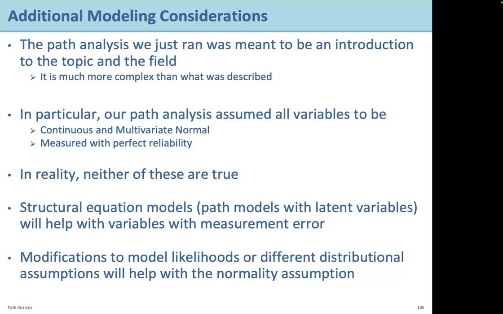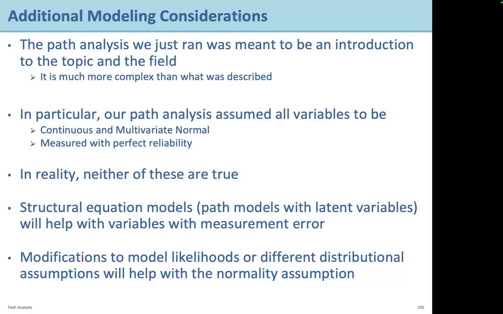So, these are just the last details here. The analysis we just ran was meant to be an introduction to the topic and the field, and it's way more complex than I just described. Right? You can go down rabbit holes. This is a well-studied topic. And yes, just because causal inference rediscovered directed acyclic graphs doesn't mean they haven't been around for over 100 years in this format. That's how long path analysis has been around, like 1915, 1911, a long time, right? So there's a lot of research behind it.